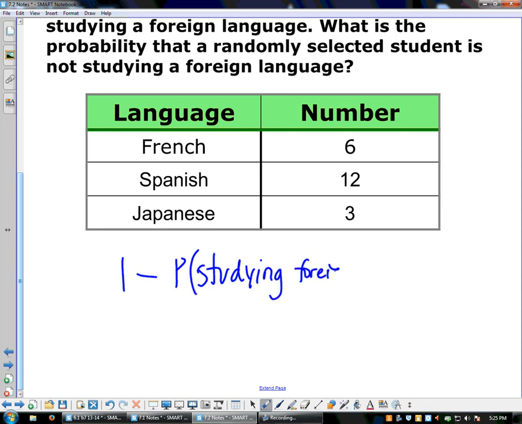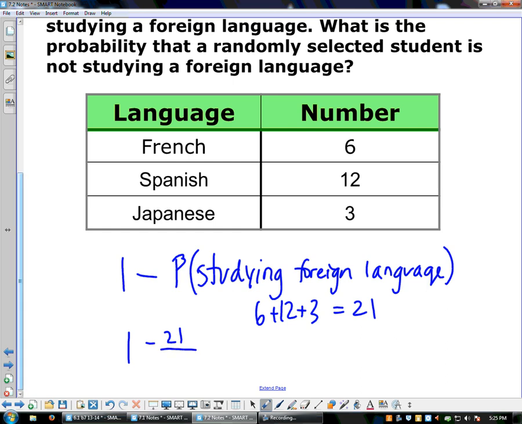So let's count up how many students are studying a foreign language. We've got 6 plus 12 plus 3, that is 21 students. So the probability that a randomly selected student is studying a foreign language is 21 out of, and they told us the total was 25 students. So we need 1 minus 21 over 25, which is 25 over 25 minus 21 over 25, and that's going to give us 4/25. That's the probability that a randomly selected student is not taking a foreign language.